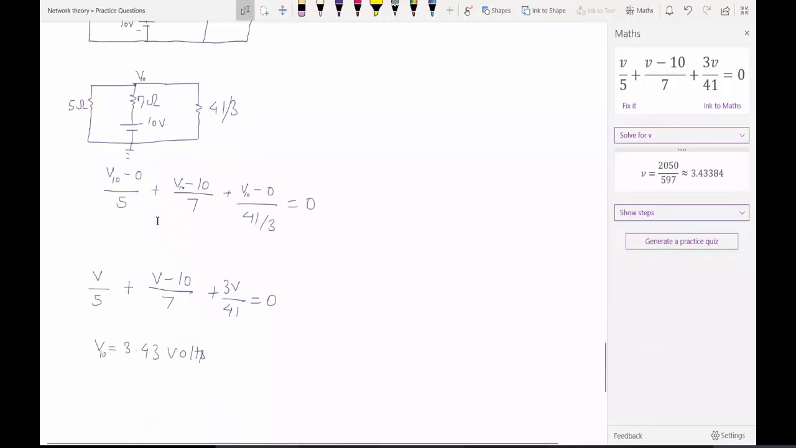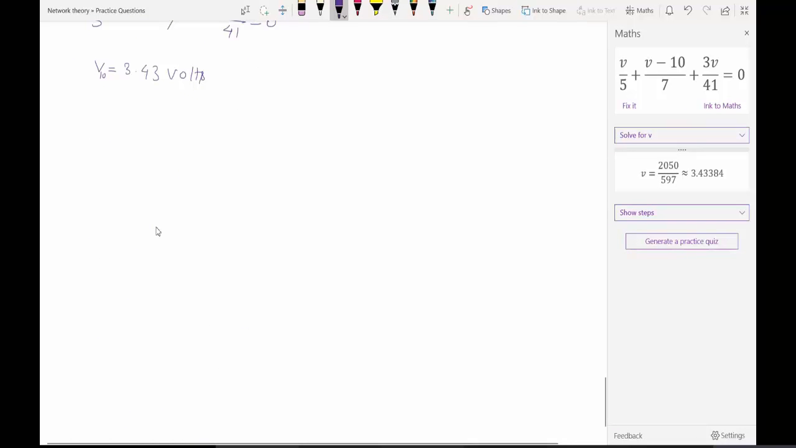Okay. So what is the answer? V is equals to 3.43 plus 2.4 volts.